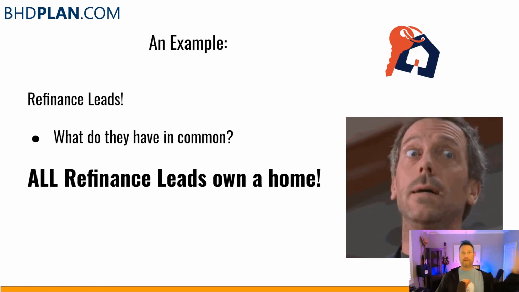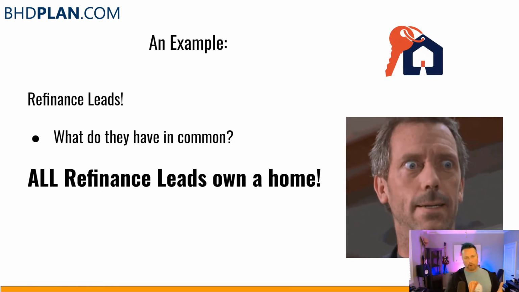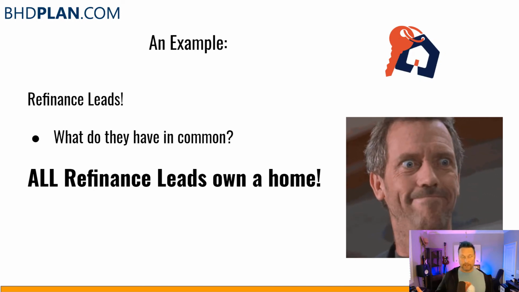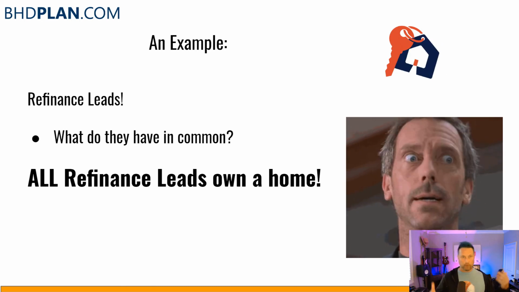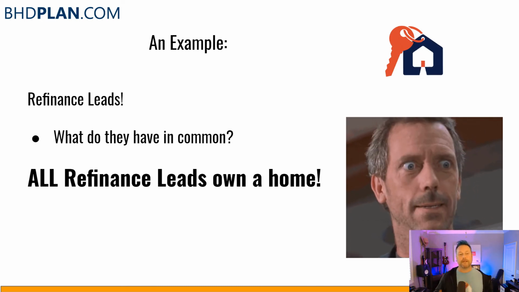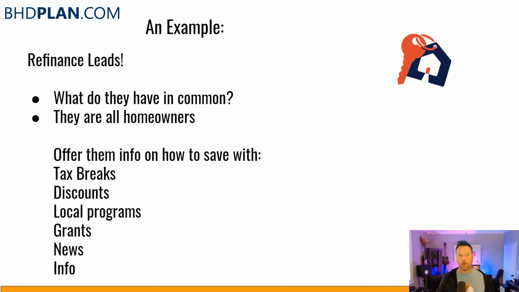So you could put a refi ad on Facebook. Now you've got to go through, they don't let you target or anything for refinance on Facebook at all because of their credit rules. So instead of offering these people a refinance, they all own homes. So why not offer them something homeowners need? It's not the refi. You can offer the refi later. But they might want to learn about tax breaks for homeowners, discounts for homeowners, local programs they have for homeowners, grants for homeowners, news and info for homeowners, whatever it is for homeowners, this is for you to test.